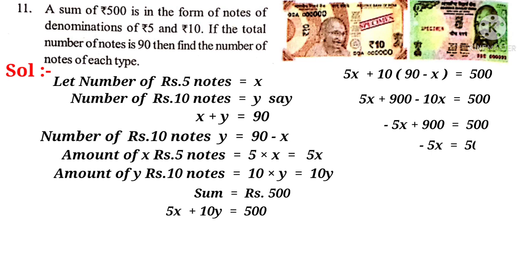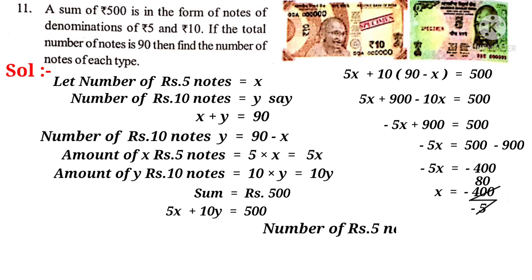Minus 5x is equal to 500 minus 900, because plus 900 when transposed to the right hand side becomes minus 900. So minus 5x is equal to minus 400, because 500 minus 900 gives minus 400. Now x is equal to minus 400 by minus 5, because multiplying minus 5 when transposed to the right hand side becomes divided by minus 5. Minus divided by minus is plus. On simplification by 5, 8 times. So x is equal to 80.